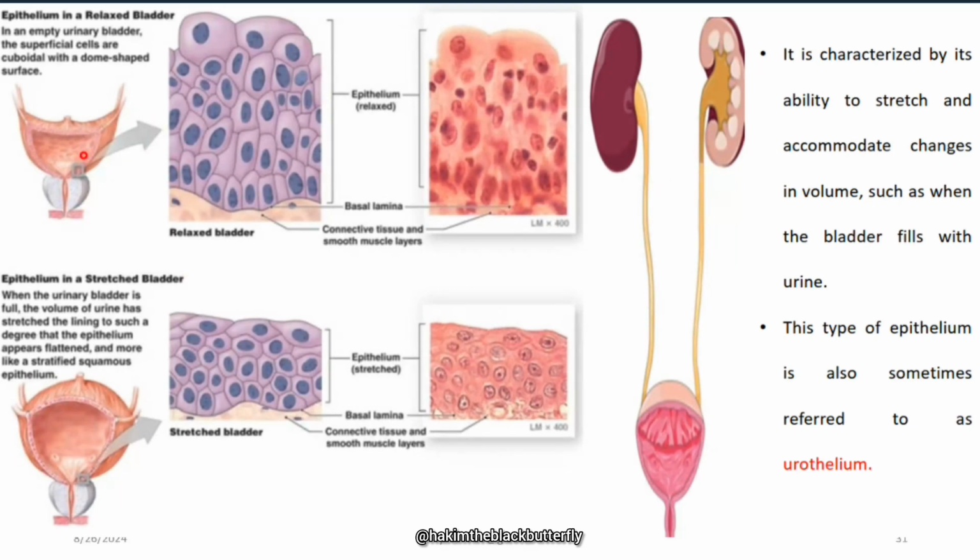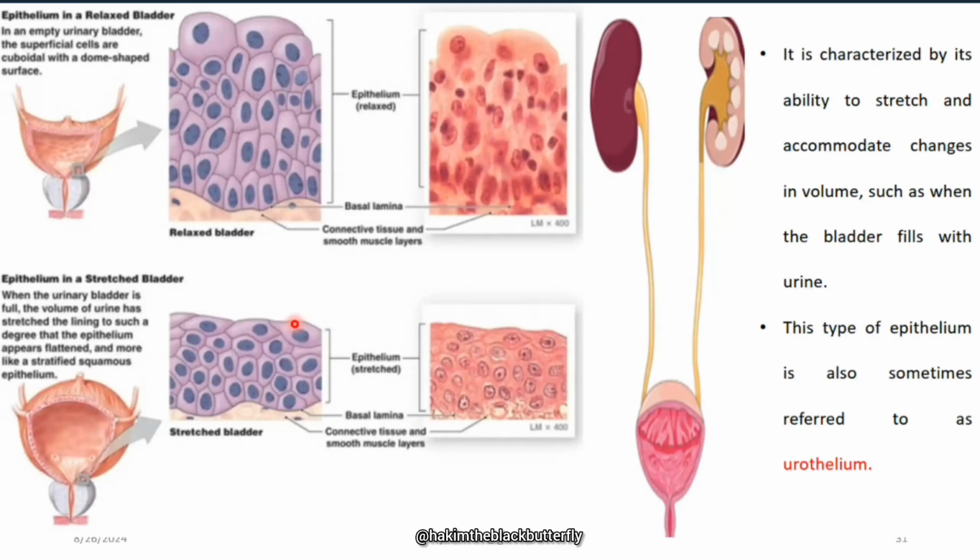Whenever there is increased urinary volumes, this epithelium is going to stretch. For example, as you can see here, this is an almost empty urinary bladder. If it's empty, this transitional epithelium is going to have cells that are nearly round. But once it becomes filled with urine, the cells are going to become thin and flattened, allowing some degree of stretching and expansion of the urinary bladder.